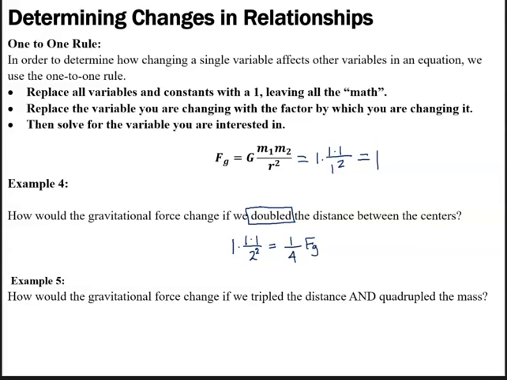On this one, we are going to triple the distance and quadruple a mass. So it's 1 times, and it doesn't matter which one I do, so 1 times 4 divided by 3 squared. So that's going to be 4 divided by 9. So my new force is 4/9 of my original. So we can do this with any equation. It's just easiest to explain it with the weight force. So go ahead and work on your practice problems.